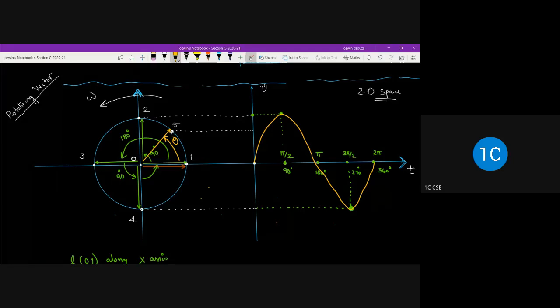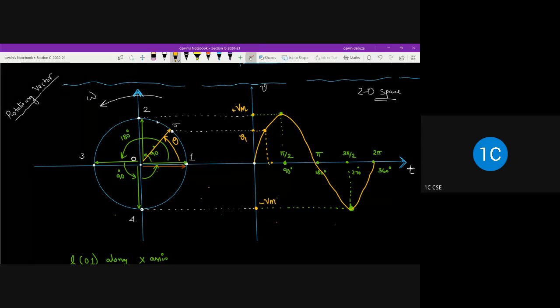So the y projection is somewhere over here. What should be the x coordinate? The x coordinate should represent theta, right? So some theta here you have to mention. Okay, so this is your instantaneous value. Let's say this instantaneous value is V1. This is your maximum value. This is your plus Vm. This is your negative maximum, which is minus Vm.